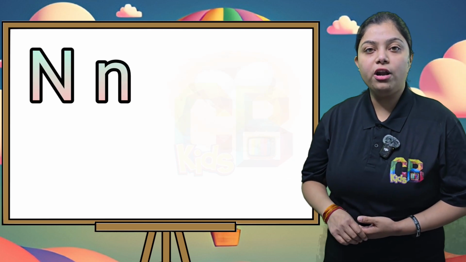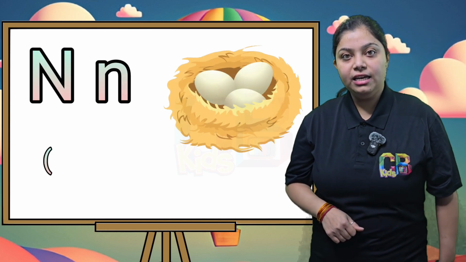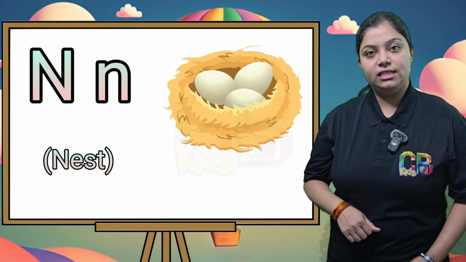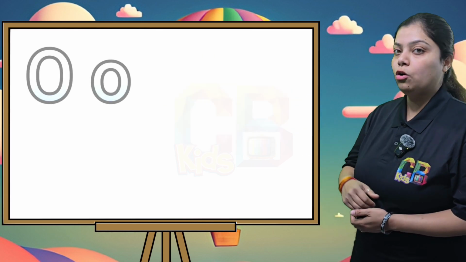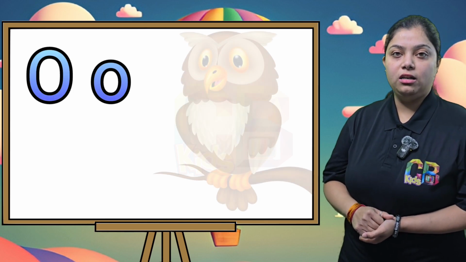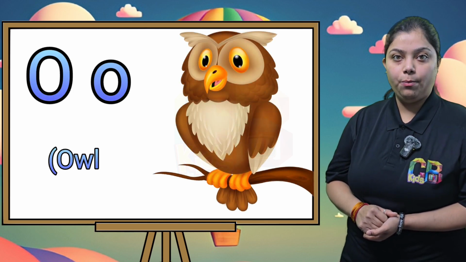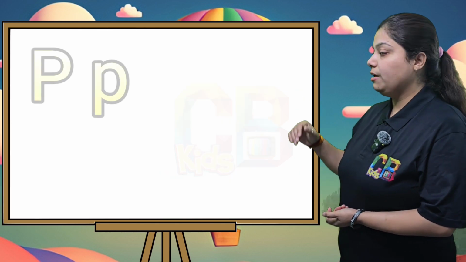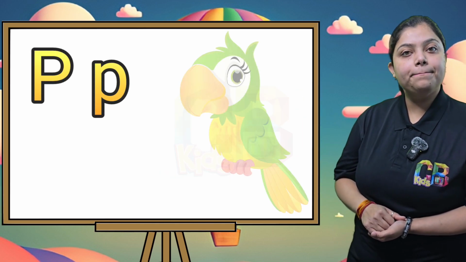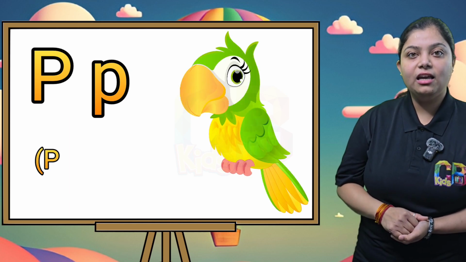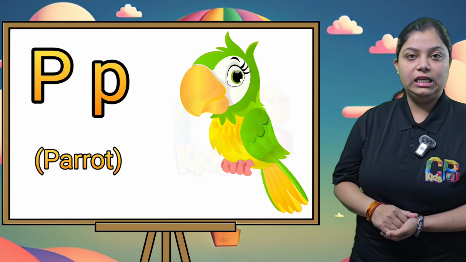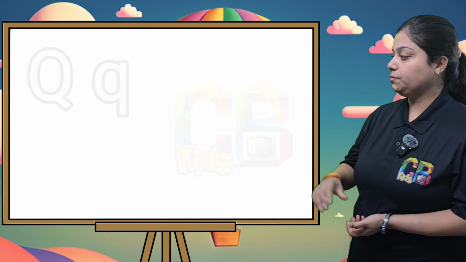N for nest. N E S T nest. O for owl. O W L owl. P for parrot. P A double R O T parrot.